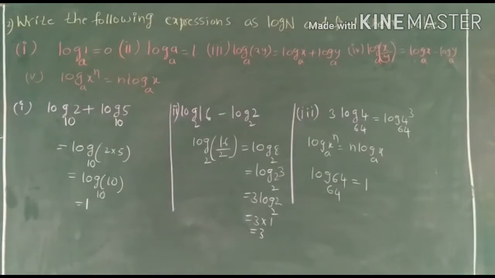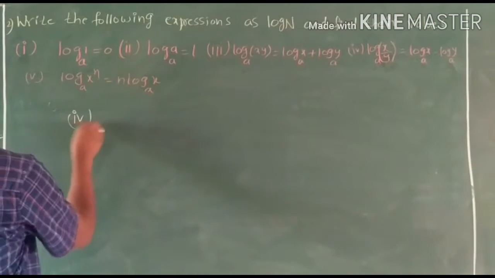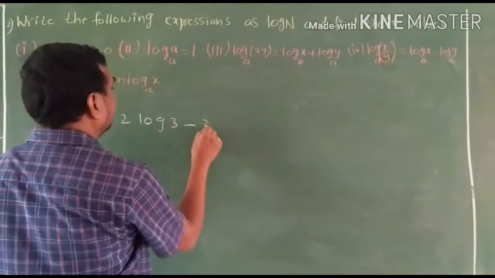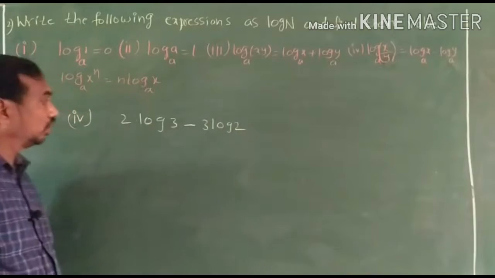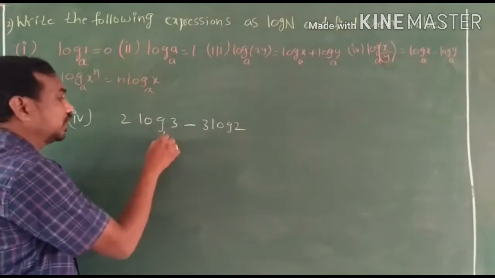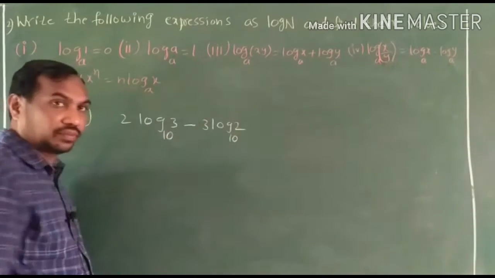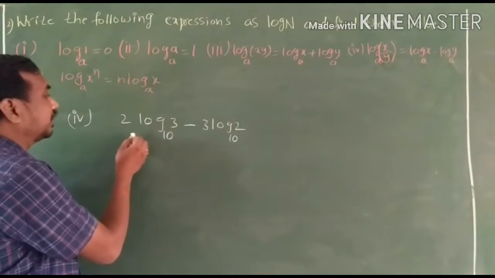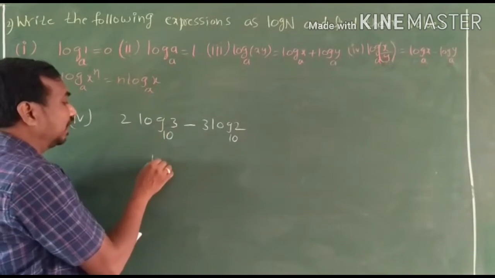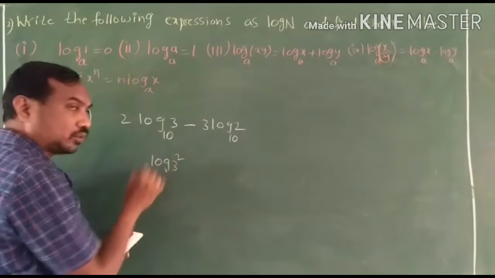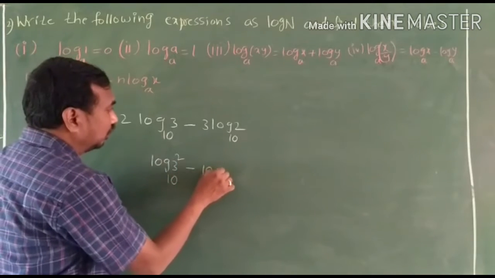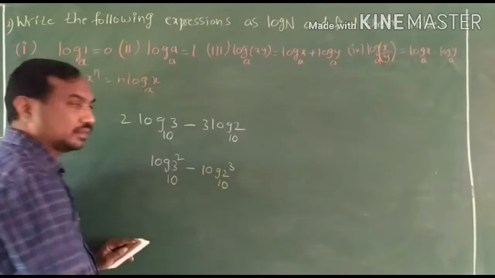Second problem. Okay, 2 log 3 minus 3 log 2. If the base is not mentioned, you just suppose that base as 10, which is called a general logarithm. So again this is in the form of the power formula n log x base a. n log x base a means log x power n to the base a, log 3 square to the base 2 minus log 2 cube to the base 2.